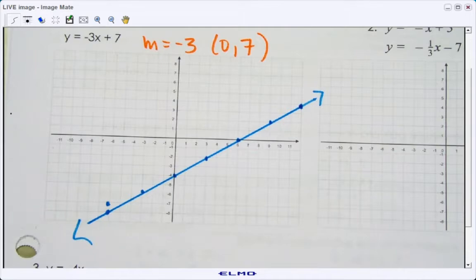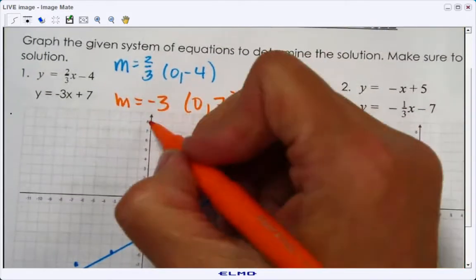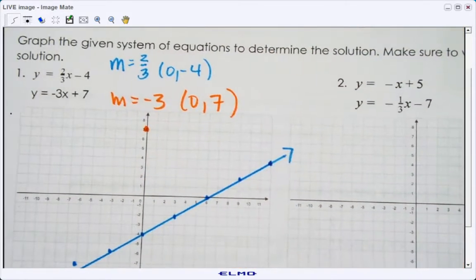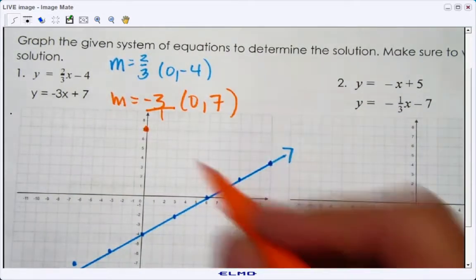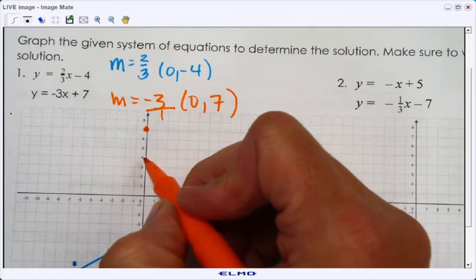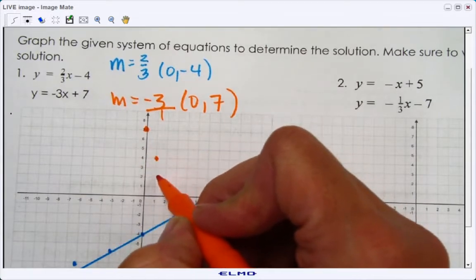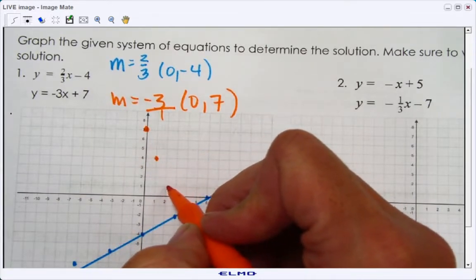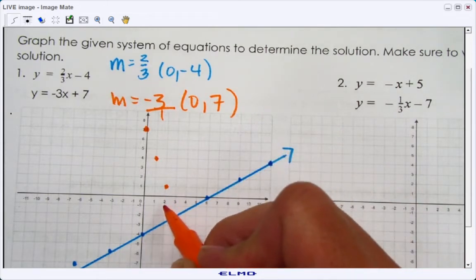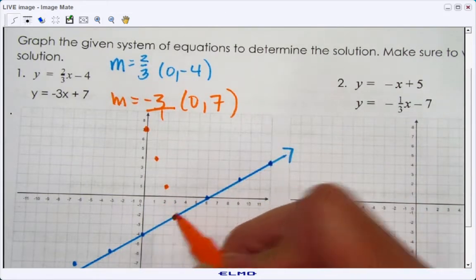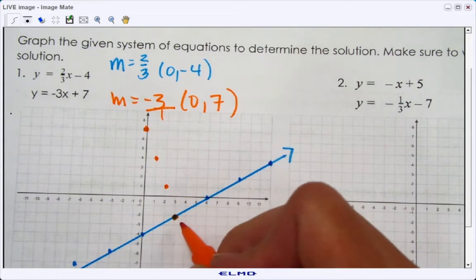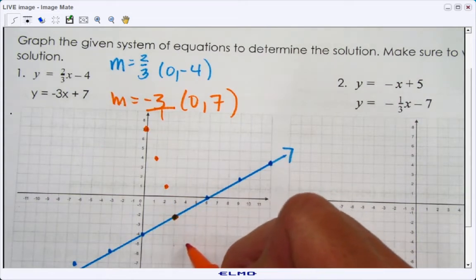Now I have to draw the other line. So I go to 0, 7, which is up here. Remember, slope is -3 over 1. So I go down 3, 1, 2, 3, and over 1. 1, 2, 3, and over 1. Oh, look, they ran into each other. 1, 2, 3, and over 1.